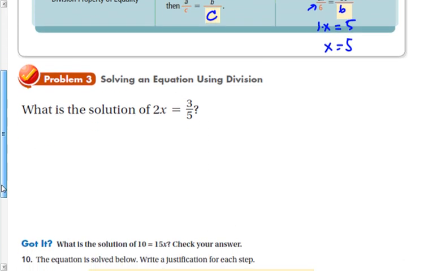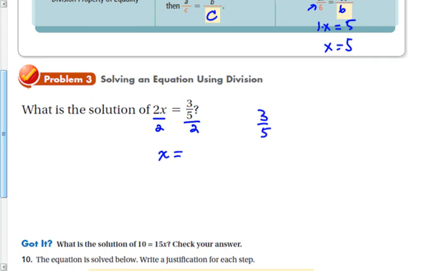So let's try that here. I want to isolate the x, so I want to think, well, what can I do there to isolate the x? And I think what I want to do here is divide both sides by 2. I'm going to divide this by 2, and I'm going to divide 3/5 by 2. So I get 2 divided by 2 is 1x, using the identity property of equality.